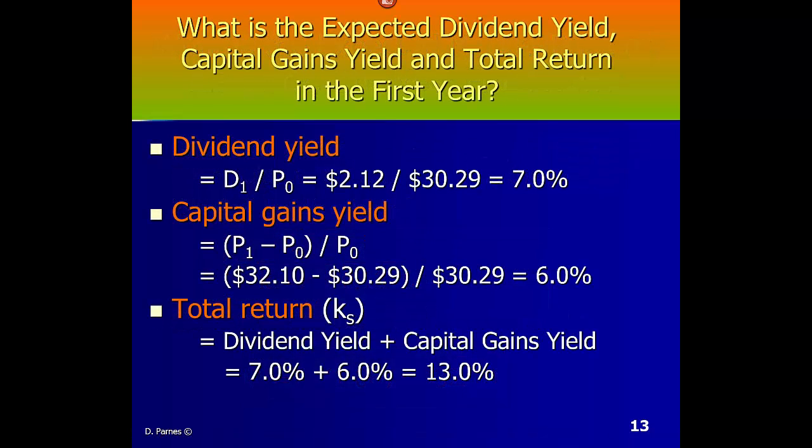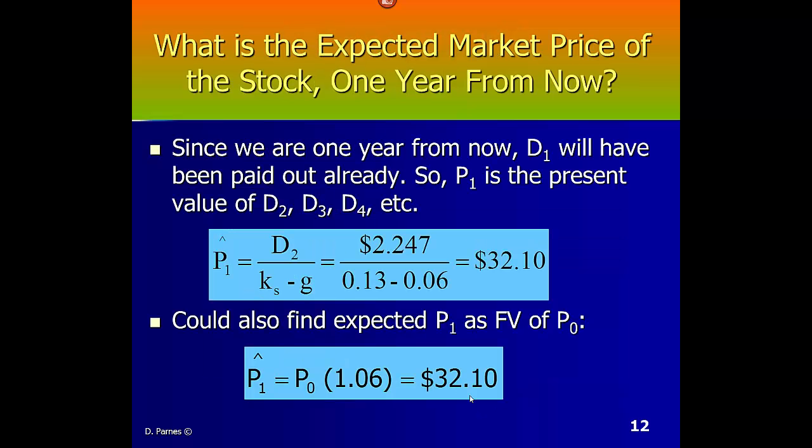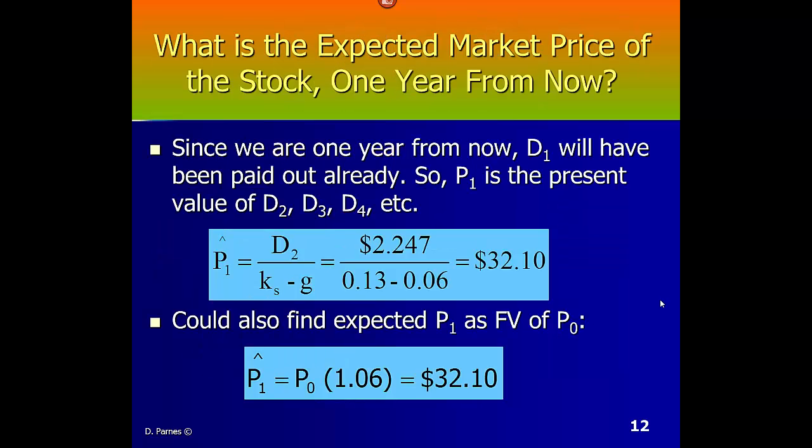So let's understand what happened here. What is the expected dividend yield, capital gains yield, and total return over the first year? Let's say that you purchased the stock at the current stock price valuation of $30.29. 1 year from today, you will sell it at a higher price of P1, $32.10. In addition to the stock price appreciation, you also receive the first dividend in the first year. The first dividend is assumed to be $2.12. So let's see what your total return is.